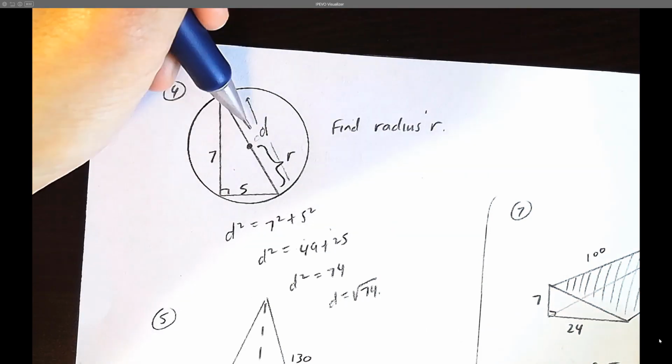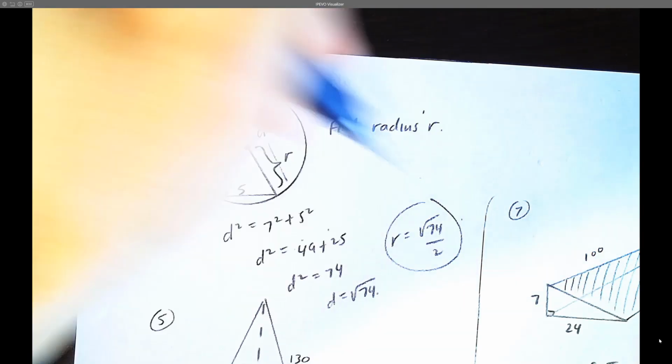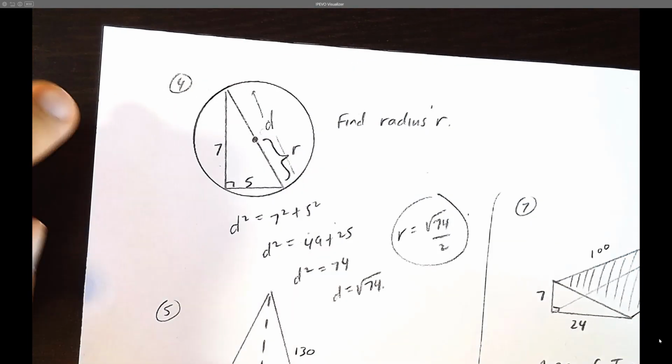So the radius is half the diameter. So the radius equals root 74 divided by 2. And this is the exact answer. We'll just get used to this. Just leave it at that. It's fine.